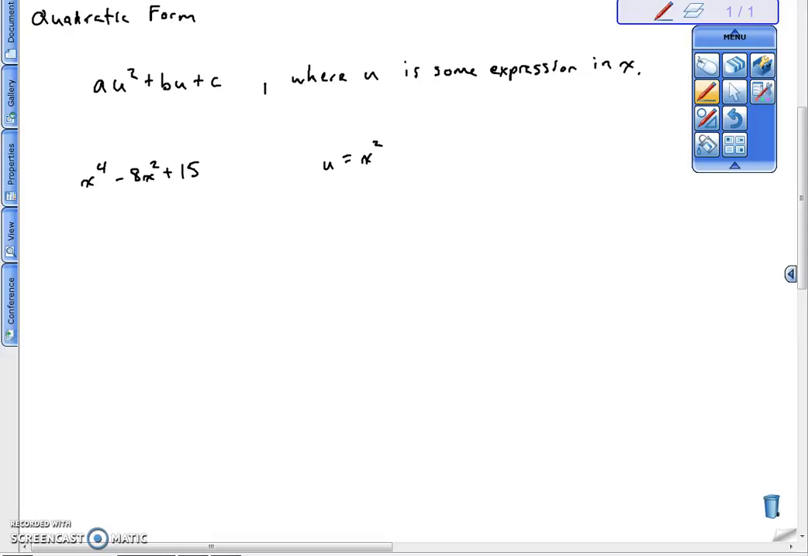Basically, if I treat this x squared as a u, and I'll take you step by step there, this x to the 4th is really x squared squared. This x squared is obviously x squared. And this 15 is unaffected by x anyway. And so all that means is that I could rewrite this as u squared minus 8u plus 15.